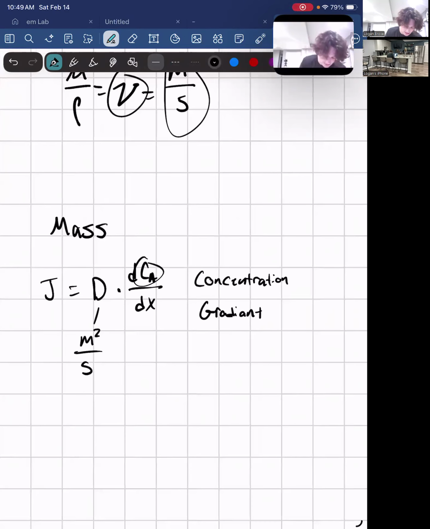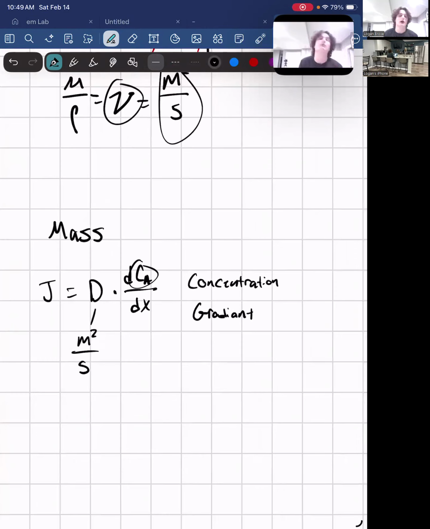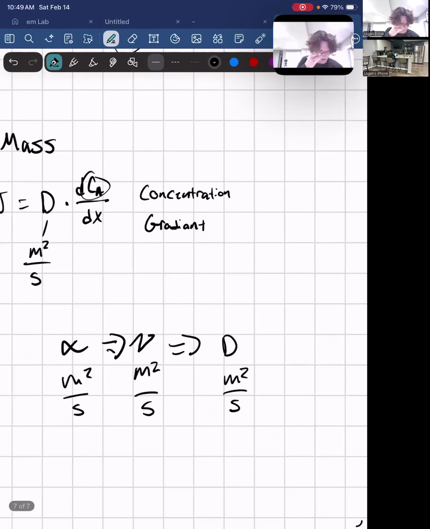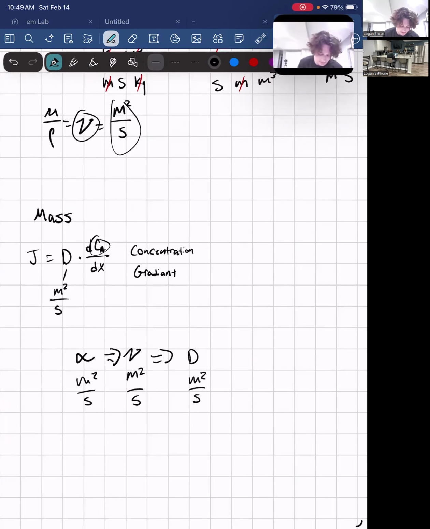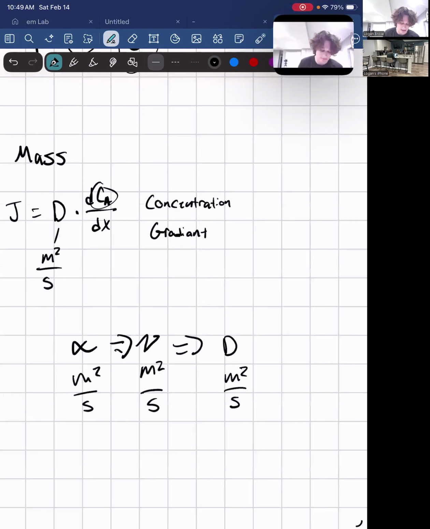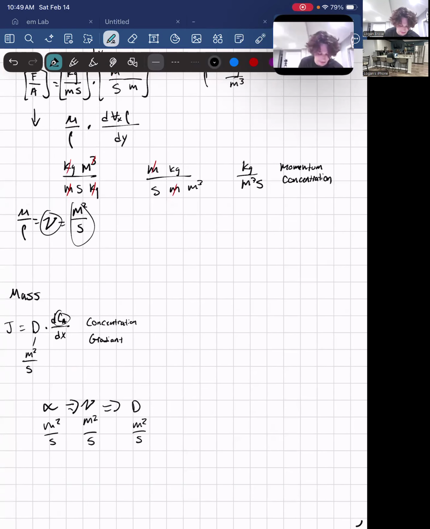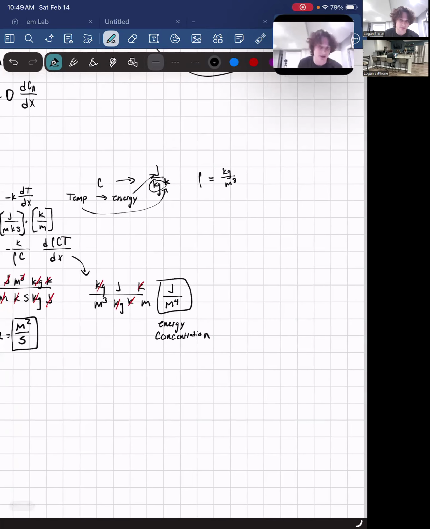So now we've correlated all these equations. Our thermal diffusivity, meters squared per second, our kinematic viscosity, meters squared per second, and then our mass diffusivity, which is meters squared per second. So that's how the heat, mass, and momentum relate based off diffusivity and concentration gradient. We have our different concentration gradients, whether the momentum concentration or the energy concentration.